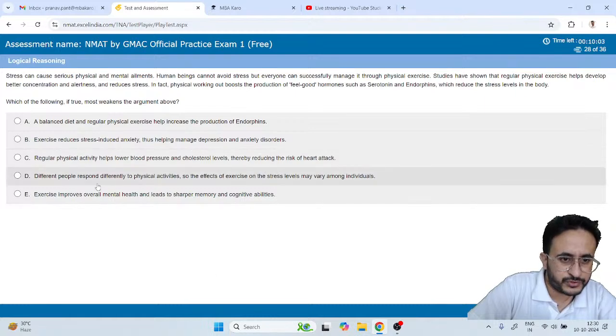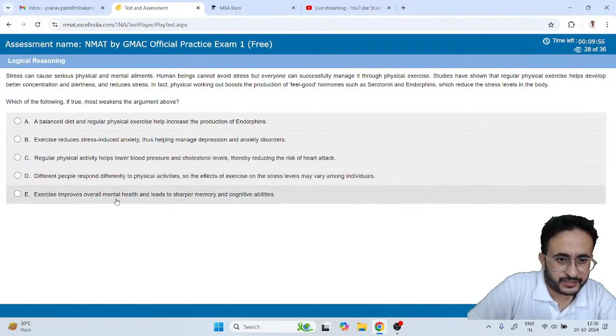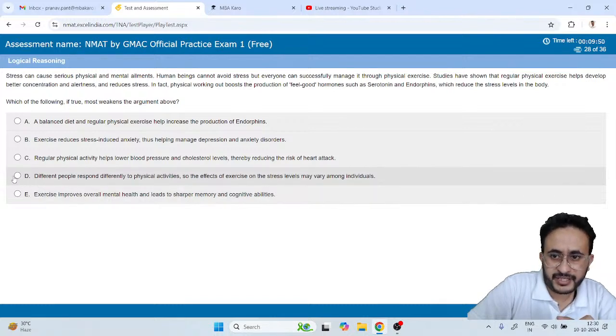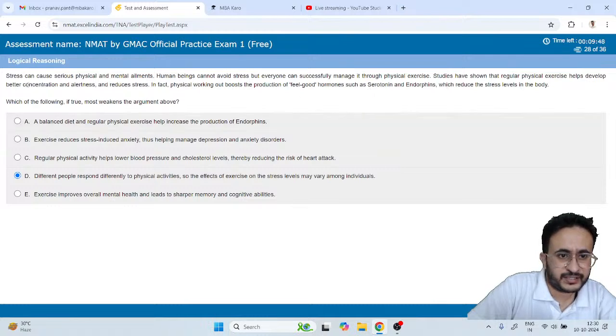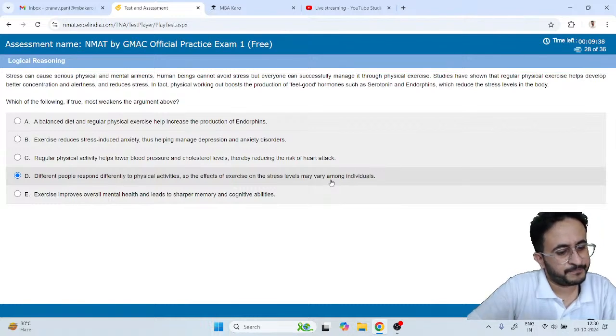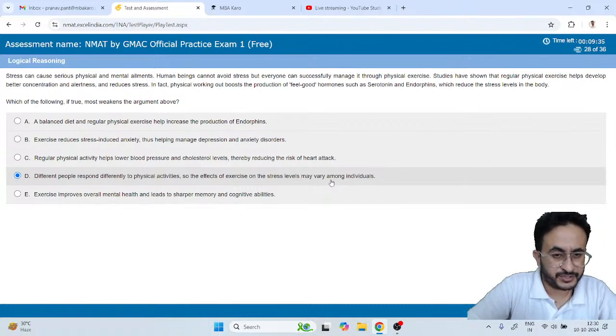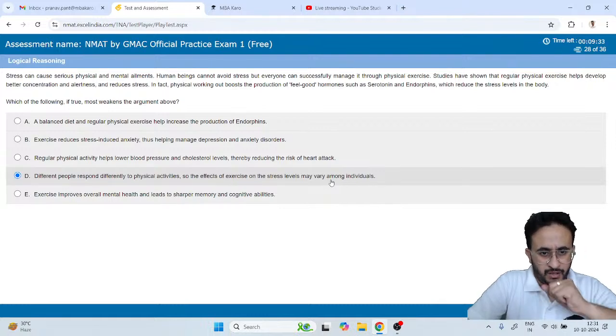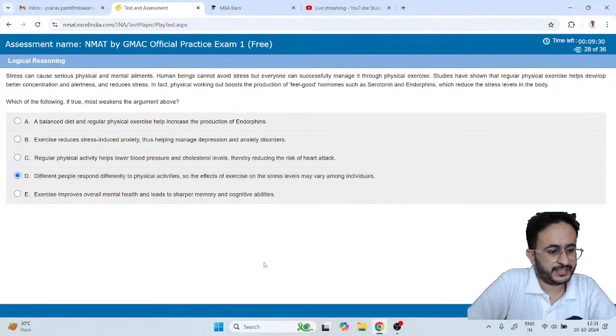Risk of heart attack is out of scope. Different people respond differently to physical exercises. The effect may vary among individuals. Okay, fine. Overall mental health that leads to sharper memory, now this is out of scope. Now the argument is that physical activity reduces stress, right? So it is saying that the effect on stress will vary among individuals. The argument says that physical activity reduces stress, but the fourth option says that it is not necessary because it depends on individual to individual.